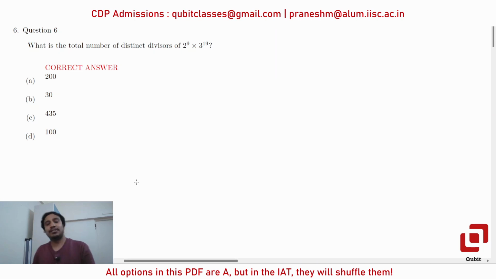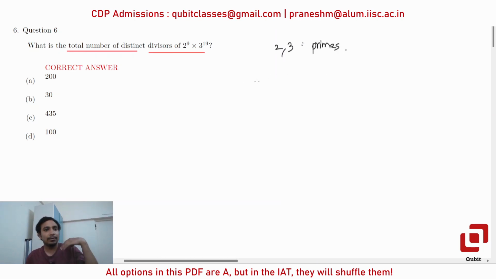Question 6, based on counting principles, which says: what is the total number of distinct divisors of 2 raised to 9 into 3 raised to 90? Now look here. This problem is obviously a trick based problem, but if you understand the logic, the way it works, even if you don't know the formula or the trick, you can still very easily solve the problem. Firstly, note that both 2 and 3 are primes.